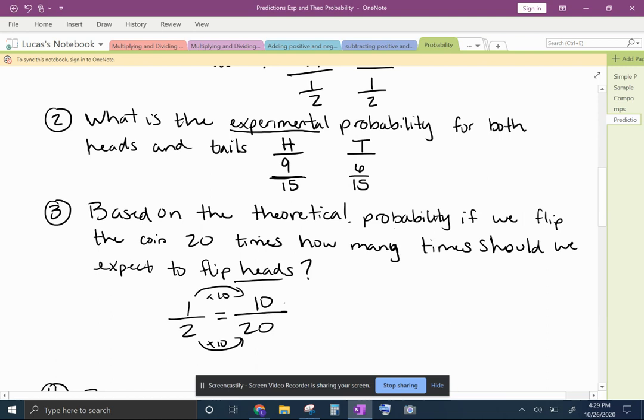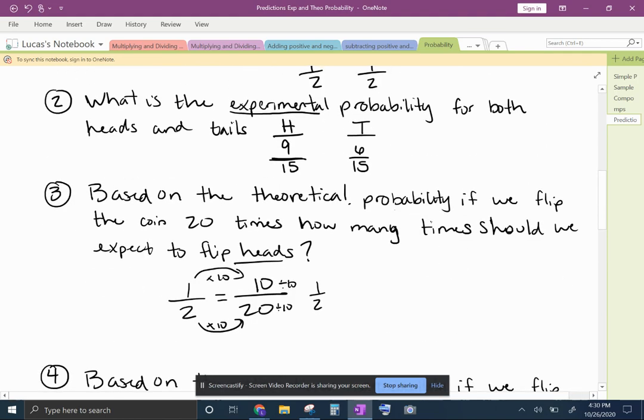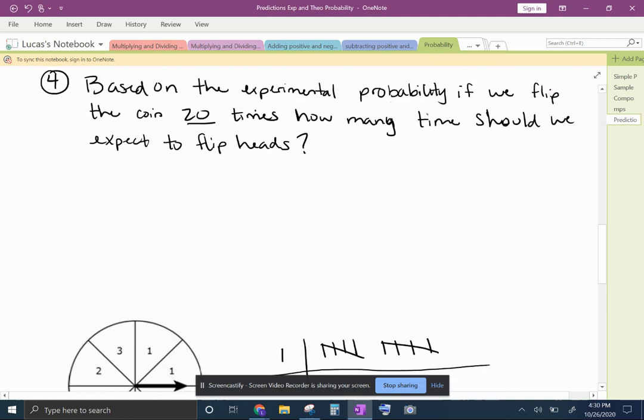And if you notice, if I were to divide each of these by 10, I will get 1/2. And so it's the same fraction, it's just been expanded for the amount of times that I'm actually planning on doing it. Now this says, based on the experimental probability, if we flip a coin 20 times, how many times should we expect to flip heads? Well, what's the experimental probability? The experimental probability of heads, as we said, was 9/15. And we want to know out of 20.